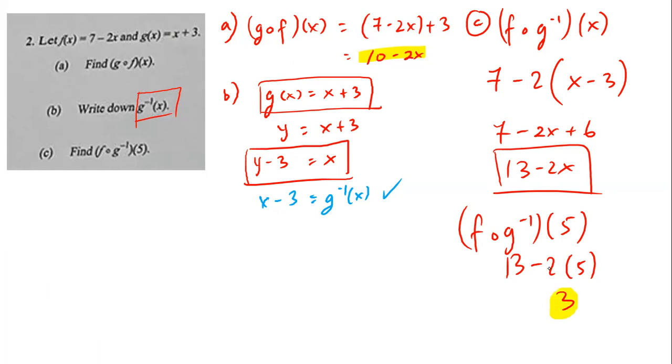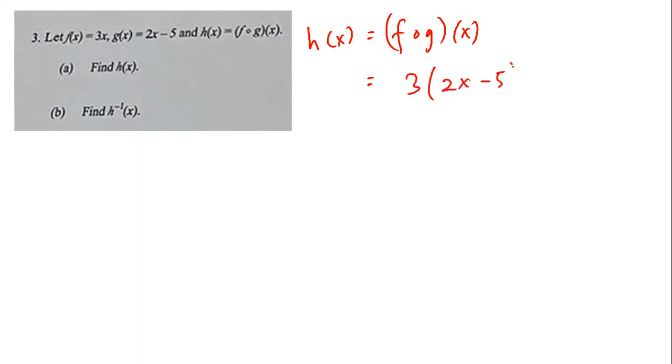All right, move on to number 3. Next one. Okay. h(x), okay, h(x) is a composition function here. So this one, 3, 2x is 5, 6x minus 15, I mean. Yeah, so this is 8x. This is for number A.